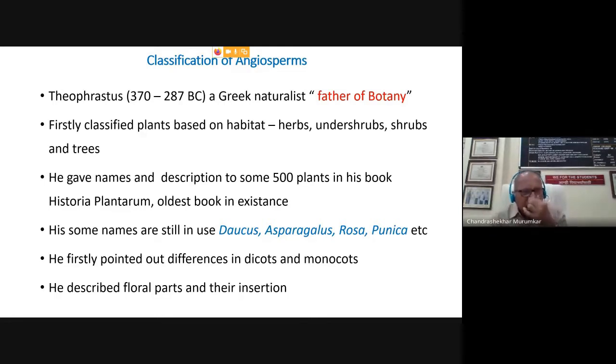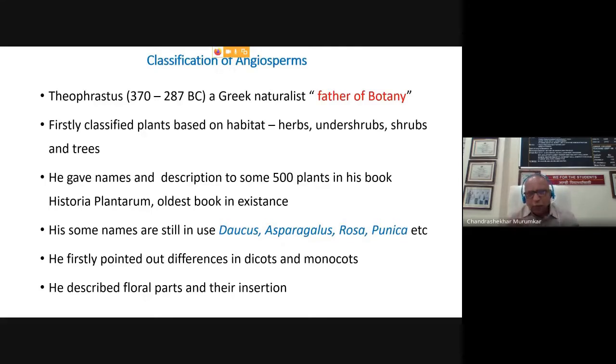Now he proposed almost 500 names for the plants at that time, and we are still using some of the names. These are known as the names of the genera, and we are still using those names like Daucus, Asparagus, Rosa, Punica, Phaseolus, and many others. So still those names are in existence.